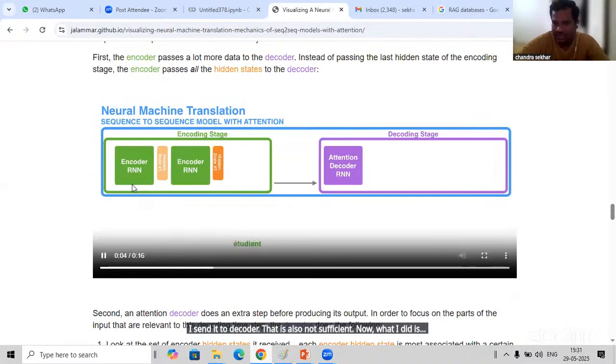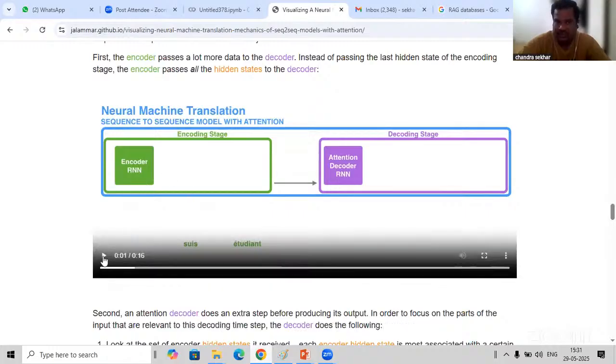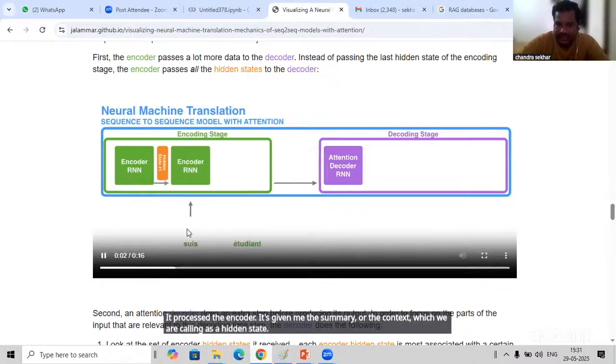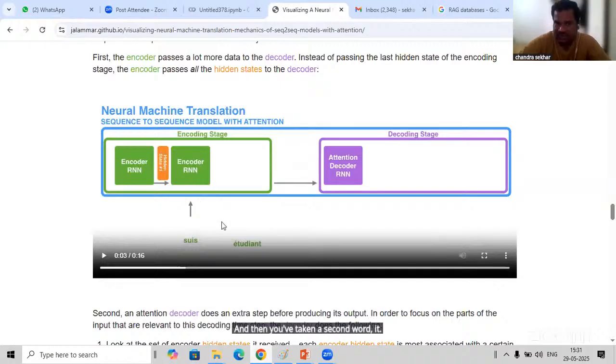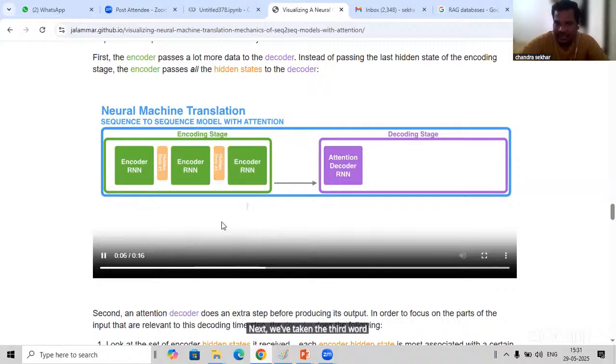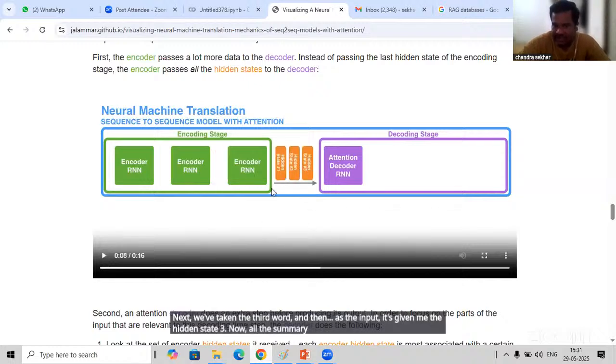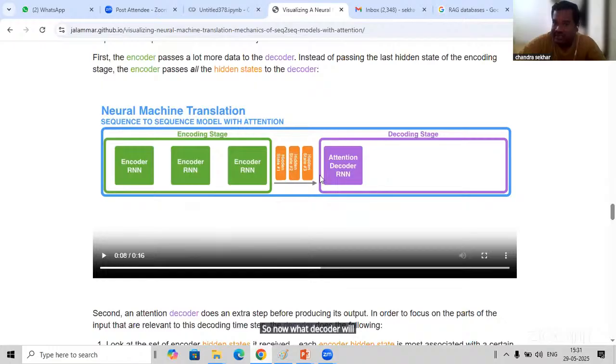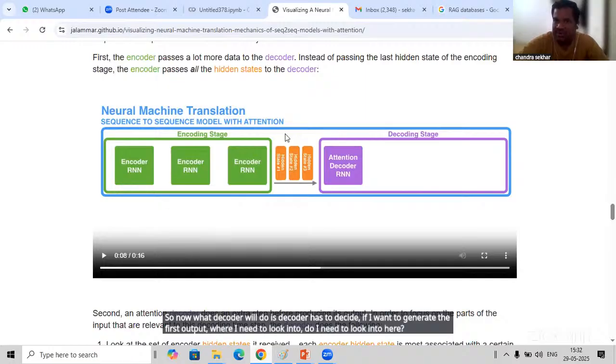Now what I did is, if you see carefully, the first input I submit is processed by the encoder. It gives me the summary or the context, which we are calling a hidden state. Then it takes the second word and the hidden state, and generates hidden state 2. Next, it takes the third word and hidden state 2 as input, and gives me hidden state 3. Now all the summary I'm passing as input to the attention decoder. So the decoder has to decide, if I want to generate the first output, where do I need to look? Here, here, or here?